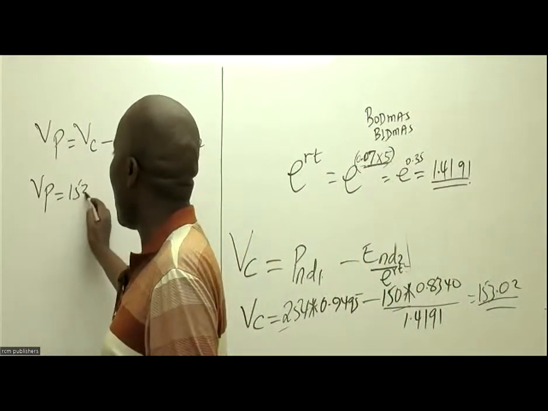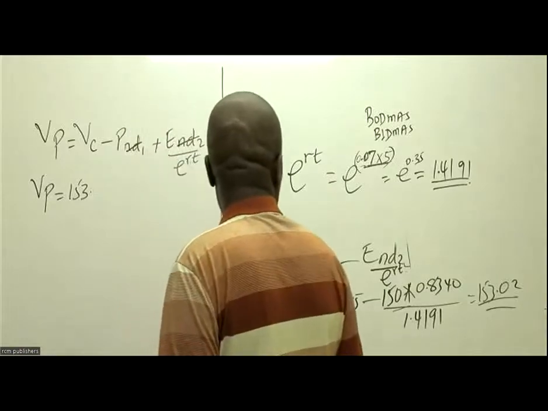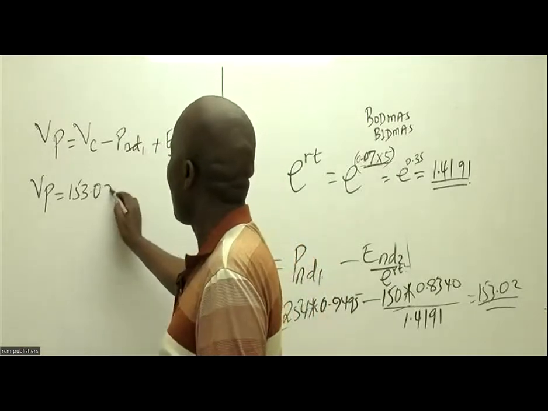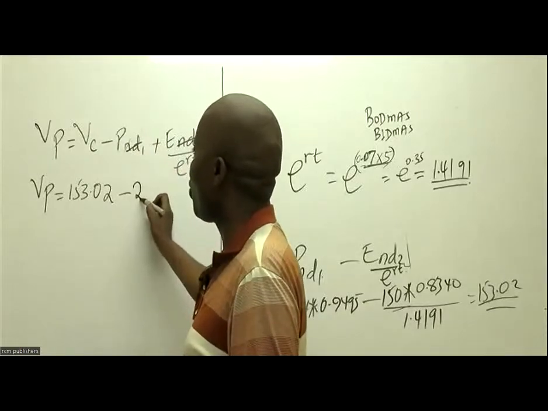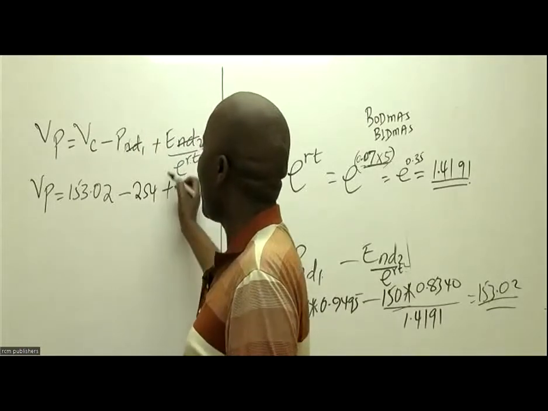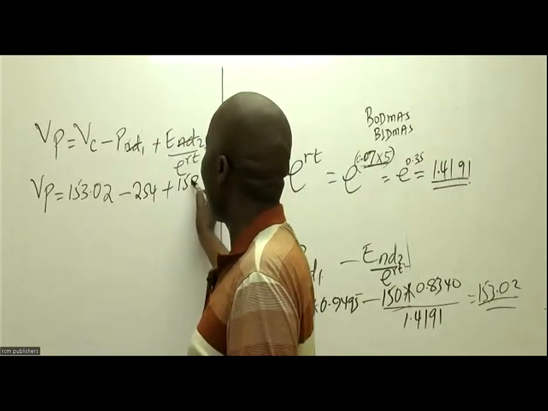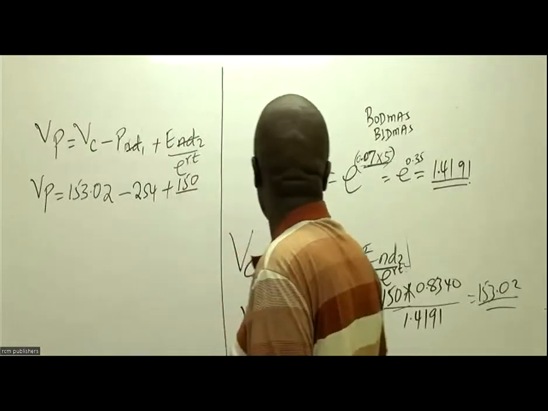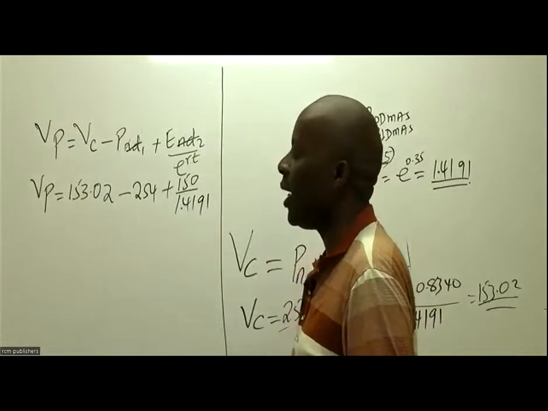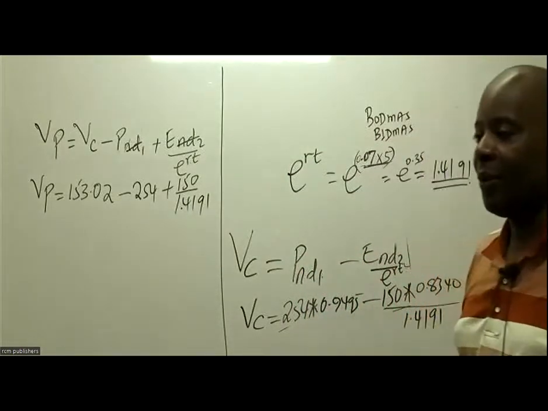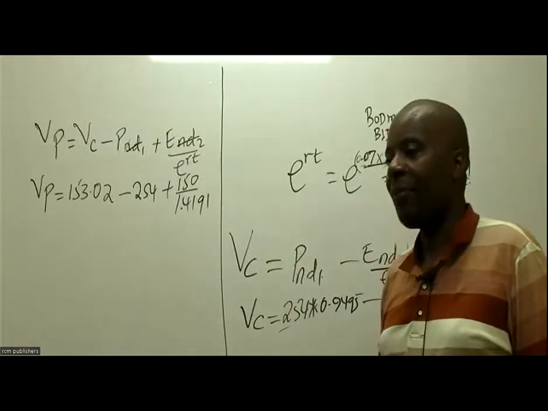So come here and straight away give us value of a put. So this will be 153.02 minus the present value. This was the spot value, which was 254, plus the exercise, which is 150, all over this e^rT thing, which is 141.91, with a decimal there, like that.